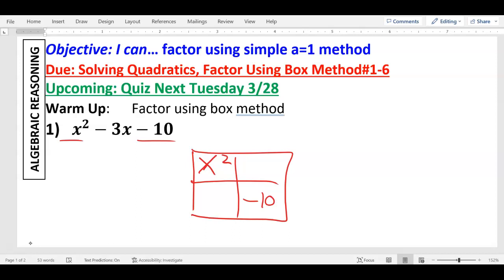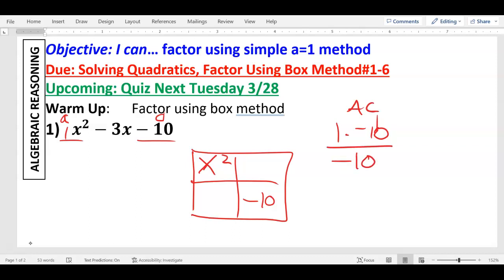All right. Now, once we've put those two there, all right, everybody, pay attention. So I'm looking for AC, right? If there's no number out front, it's 1. That's my A. Out here, this is my C. So 1 times negative 10, my AC value. So 1 times negative 10 is negative 10.